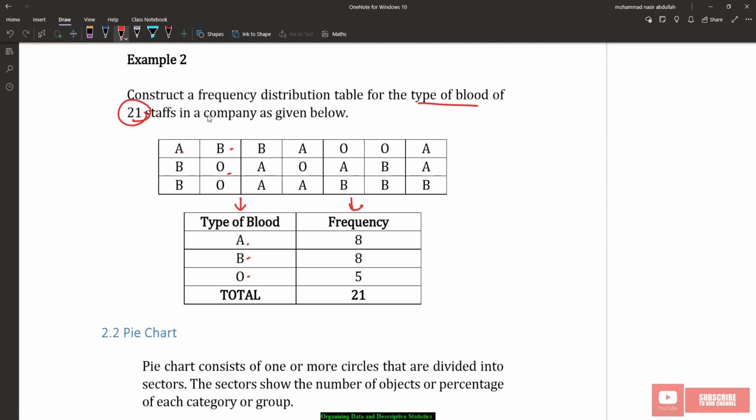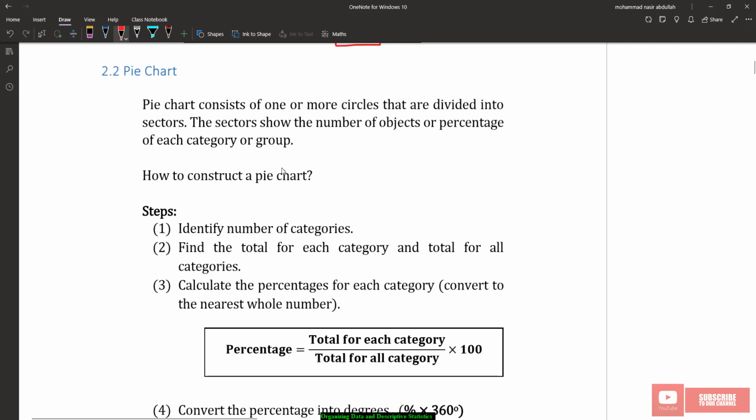And then you need to count how many A's are in the raw data. So 8, you put 8. Right? And do the same for B and O, and the total should be equal to 21. Why? Because they already mentioned 21 here, and when you count every number here it should be 21. Okay? This is how we do a frequency table. Now let's look at the next one.